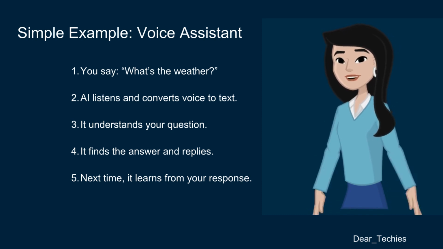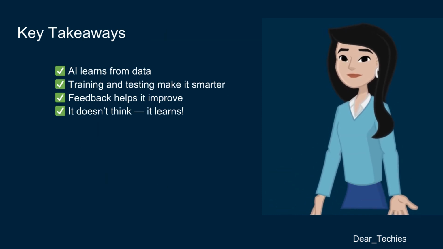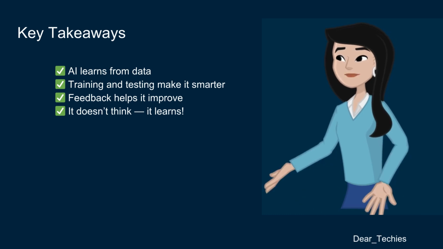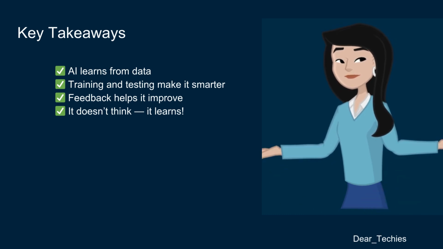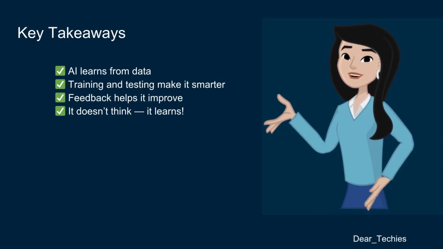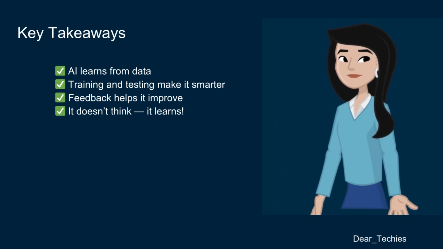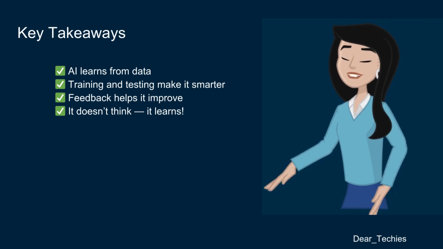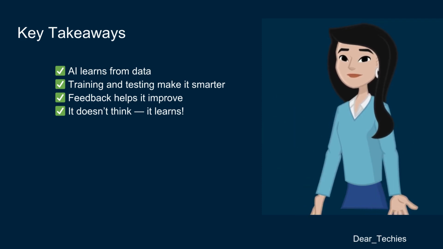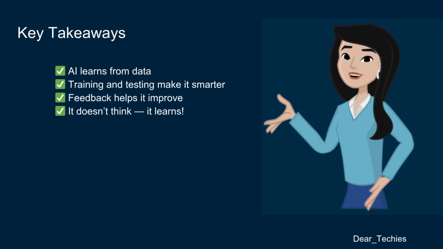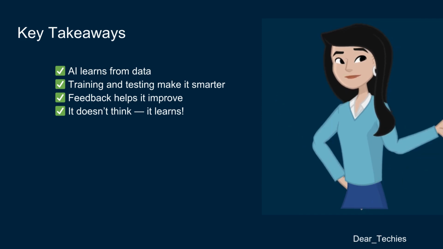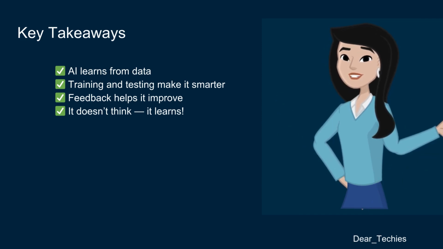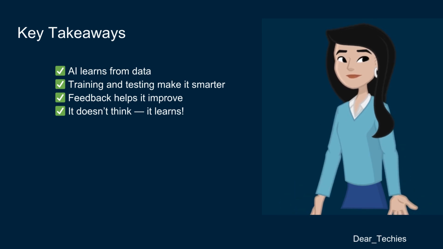Let's summarize what we learned today. AI learns from data, not from feelings. It uses algorithms to find and understand patterns. Testing and feedback make it better over time. AI doesn't think. It learns and improves continuously. So when we say AI is smart, we actually mean AI has learned from a lot of data.